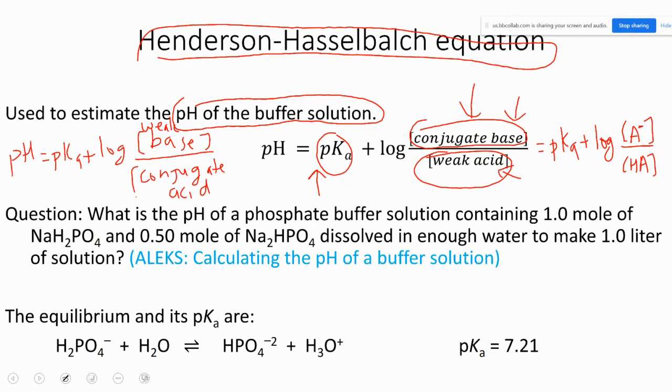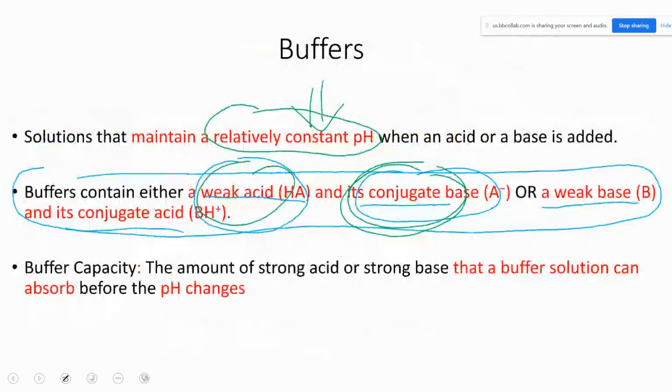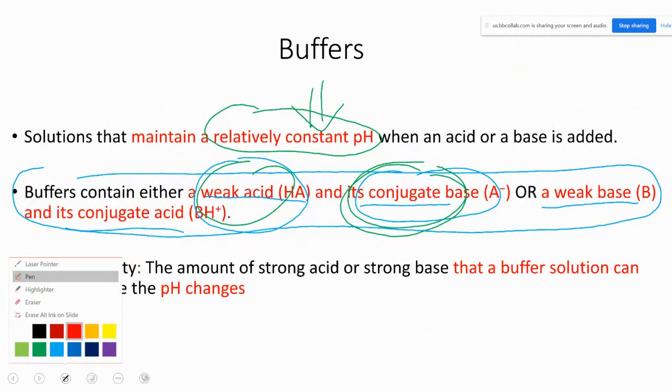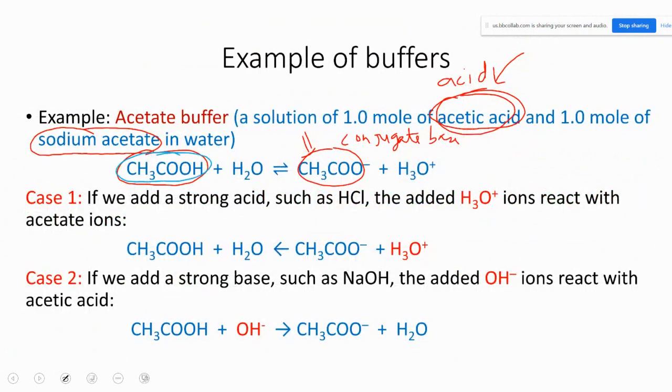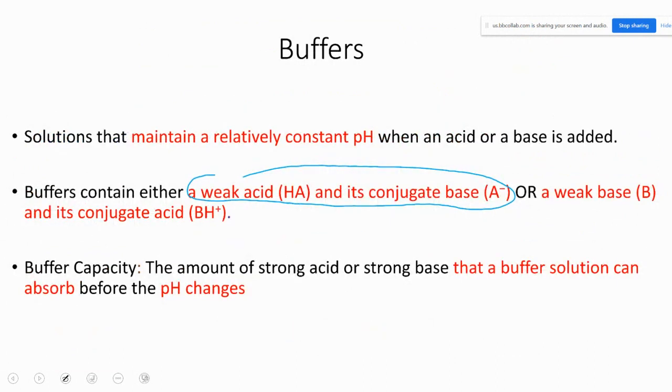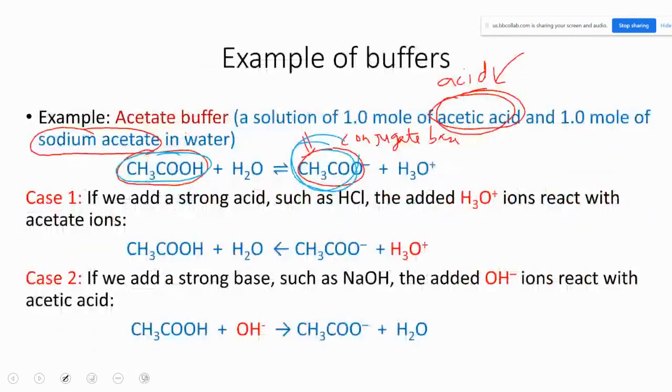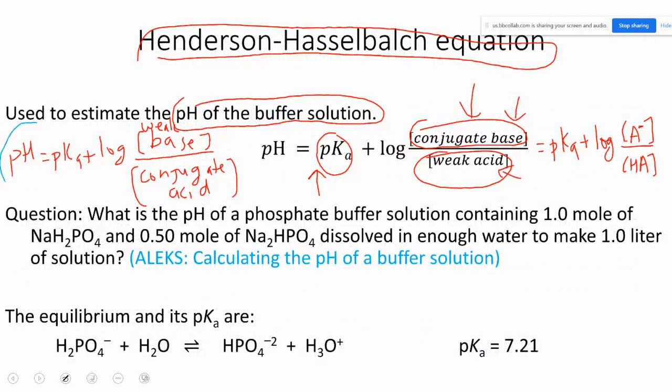Concentration of conjugate acid. Because remember, if we go back, the way we had defined a buffer, or how we can create a buffer, is basically a weak acid and a conjugate base, which we do have in this case, right? A weak acid and its conjugate base. But the other option is to have a weak base and its conjugate acid. So whenever you have a weak base and its conjugate acid, the formula is going to look like this. Either way, do you see how the base is in the numerator and the acid is in the denominator, is what I'm trying to explain here.